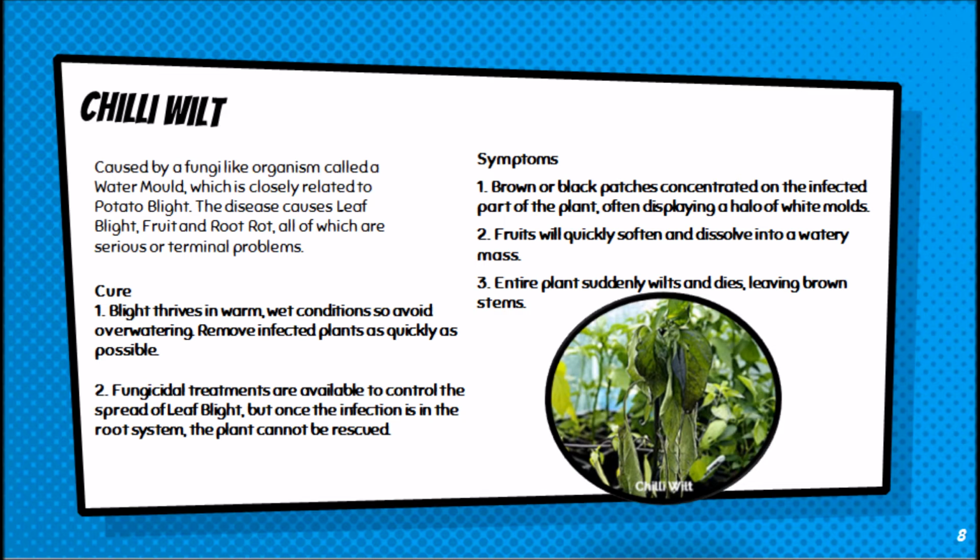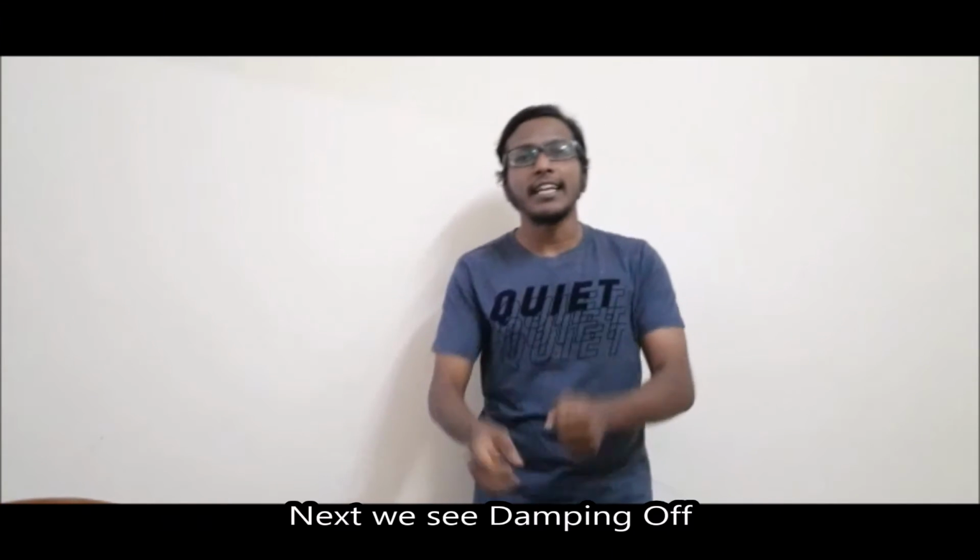So, what is the cure for this disease? First, blight thrives in warm, wet conditions, so avoid overwatering. Remove infected plants as quickly as possible. Then, fungicidal treatments are available to control the spread of leaf blight. But once the infection is in the root system, the plant cannot be rescued. So, the next is damping off.